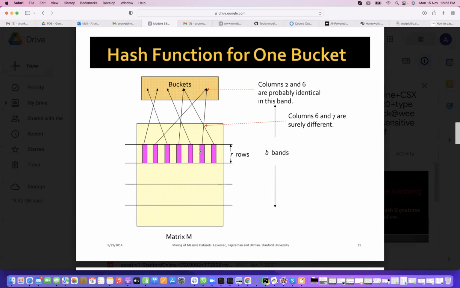And this hash map is telling us, look at these 2 pairs. If you take another 3 or 4 hash maps, each one may say 2 more, but it won't be 21. Anyway, columns 2 and 6 are probably identical in this band because 2 and 6 are mapped to the same thing. So columns 6 and 7 are surely different. Why? Because they're not mapping to the same bucket.